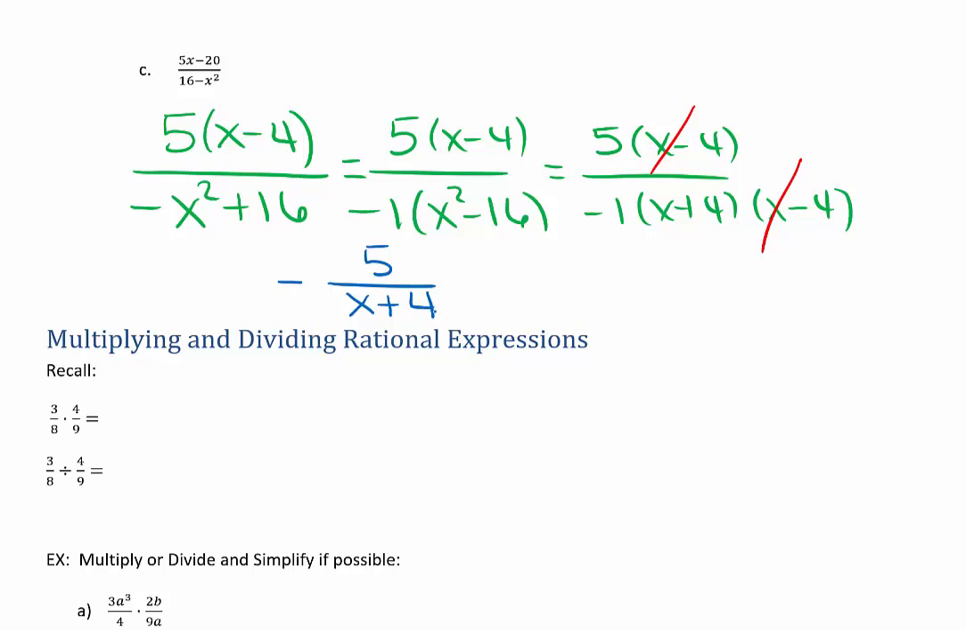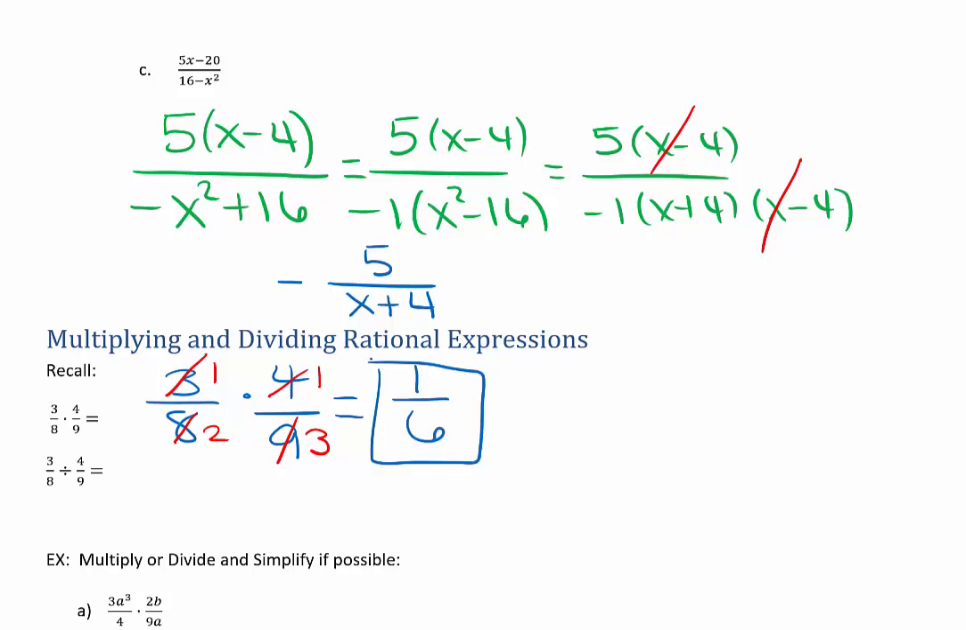Now, multiplying and dividing rational expressions is actually really similar to simplifying. We're going to be doing lots of factoring and canceling. But before we do that, I want to remind you how we multiply and divide with just regular fractions. When you multiply, you don't need an LCD. You can just multiply straight across. However, it's often easier if you try to simplify before you multiply. In this case, I have a common factor of 3 that I'm going to cancel out of the 3 and the 9. And I have a common factor of 4 that I can take out of the 4 and the 8. Now when I go straight across, I get 1/6.